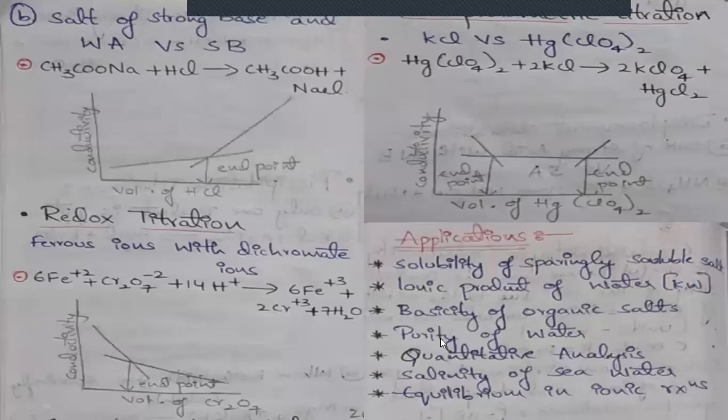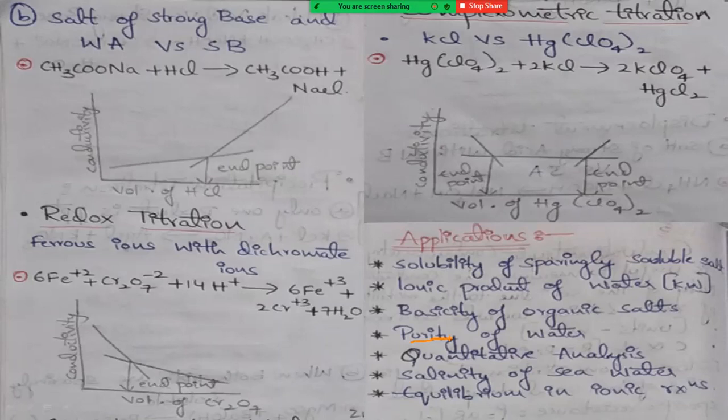The next one is purity of water. Purity of water can be easily measured by conductometry. Why? Because purified water has a standard specific conductivity value: 5 into 10 power minus 8 ohm inverse centimeter inverse. That is the standard value. If purified water shows 5 into 10 power minus 8 ohm inverse centimeter inverse specific conductivity, that means the water is completely purified.